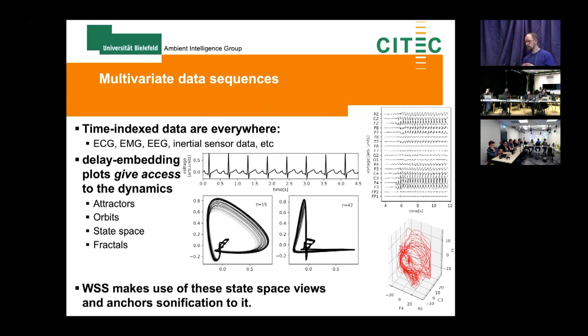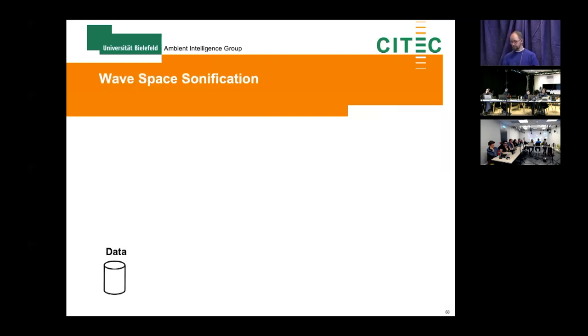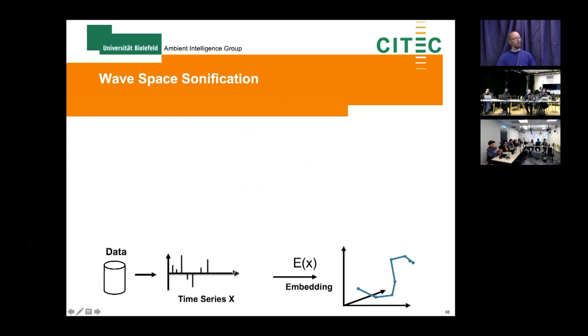And wave space sonification now makes use of these state space views and anchors the sonification to it by means of the data navigating this state space. So here is what it means. We've got the data, multivariate time series, and this is how it would look like. We've got some measurements that are organized in time. And now the next step is to create from this data series an embedding. So a view where we can look at this process as a trajectory through an embedding space. For instance, this could be a delay embedding. And then this is a geometric object, a path.